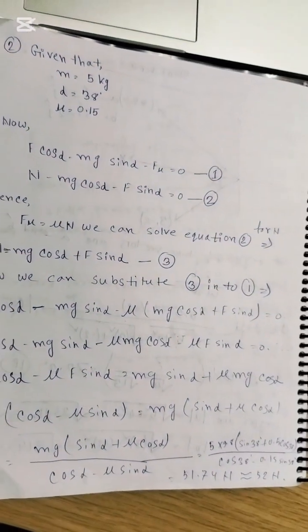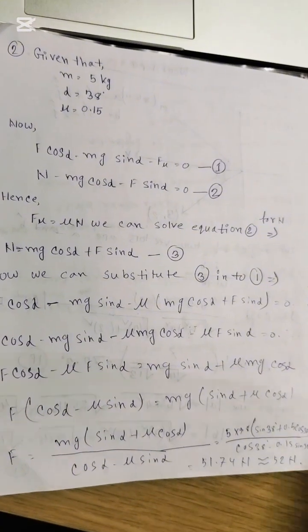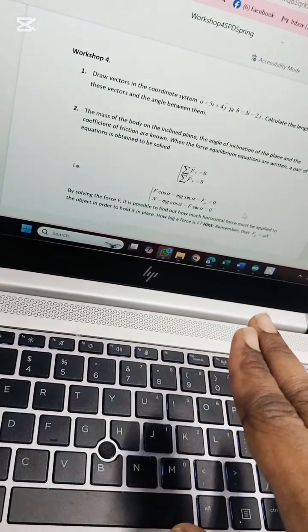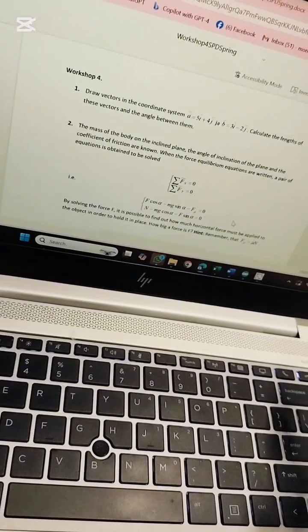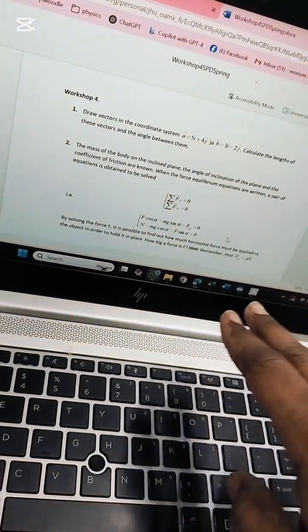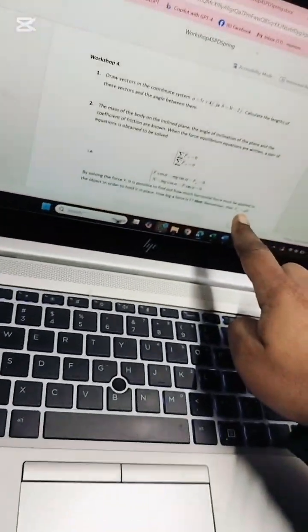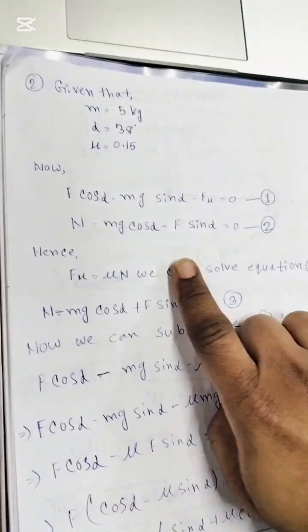Okay, so the second math is talking about the mass of the body on the inclined plane and the angle of inclination of the plane. Here two equations are given: f cos alpha minus mg sin alpha is equal to f mu, and n minus mg cos alpha is equal to f sin alpha. Here we have to remember that f mu is equal to mu n. So they are talking about the force.